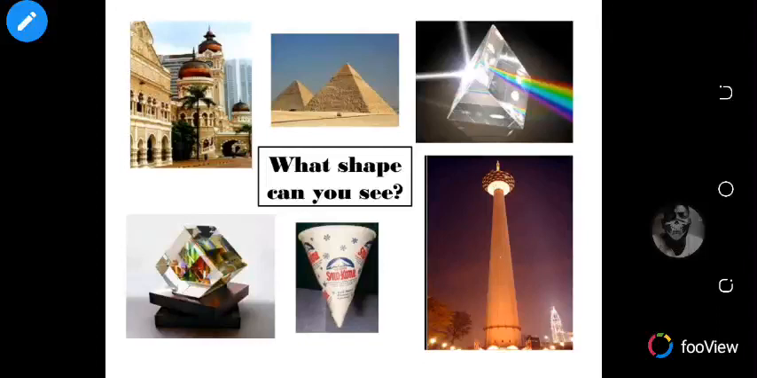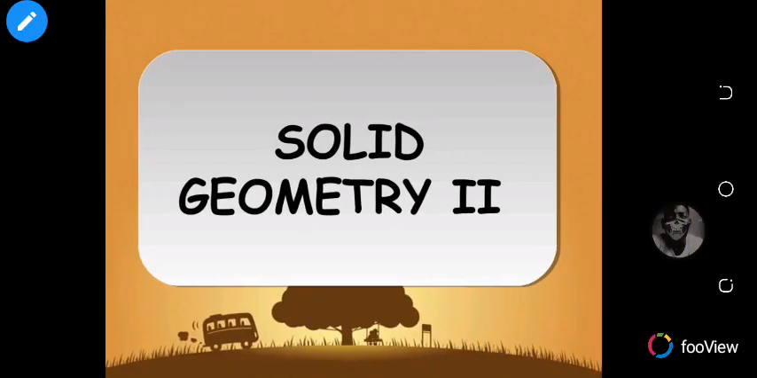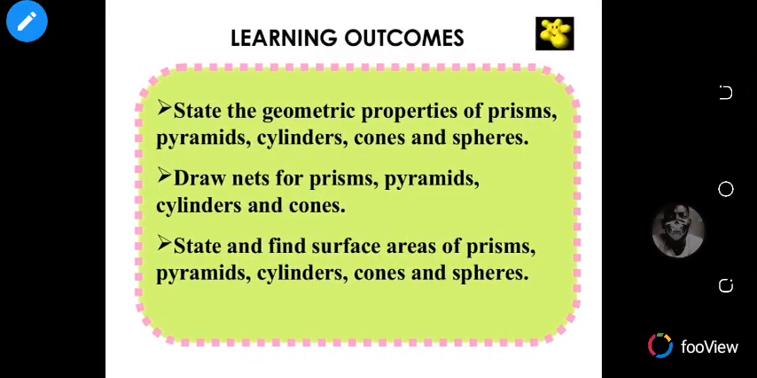There are different shapes in the pictures here, and we will get to know the names of the various shapes you see. The topic we'll be looking at is solid geometry, and specifically we'll be talking about prisms, pyramids, cylinders, cones, and spheres. But for now, we'll start with prisms.